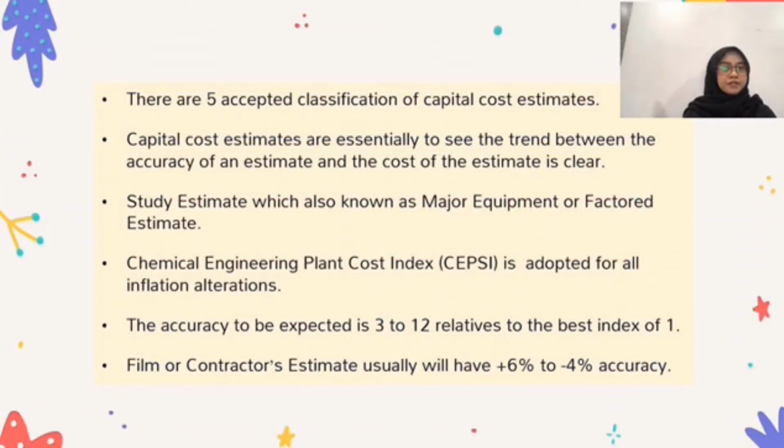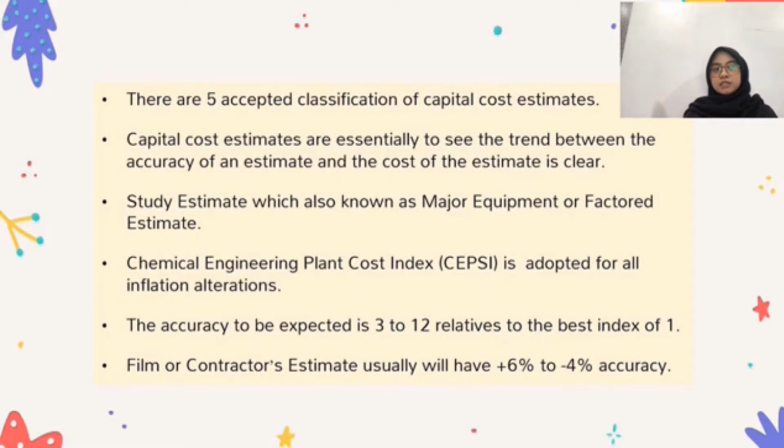Generally, there are 5 accepted classifications of capital cost estimates, which are usually accounted for in the industry processes. Capital cost estimates are essentially to see that the trend between the accuracy of an estimate and the cost of the estimate is clear. Our plant has decided to use the study estimate approach, which is also known as a major equipment or factored estimate. The major equipment found in the process includes a reactor, compressor, distillation column, pump, and heat exchanger, which were utilized for the estimation.